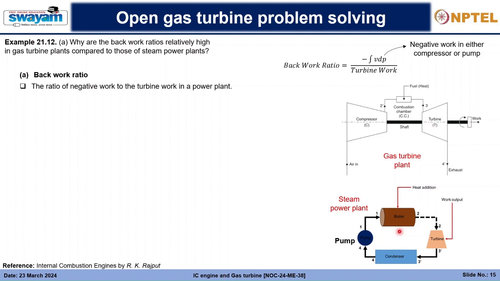But in a steam power plant, what we have is, first we have a boiler. In the boiler, heat is added to the water which is present in the boiler, and the steam is produced. The steam has very high enthalpy, and that high enthalpy steam is sent to the turbine, and in the turbine the enthalpy is delivered to the turbine blades, which rotates the turbine blades, and the work is recovered from the turbine as the steam expands.